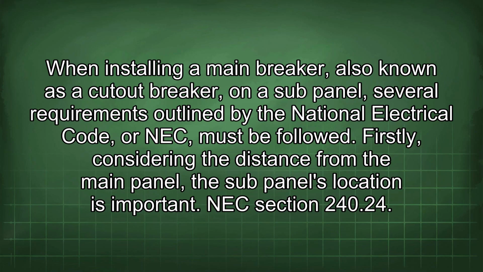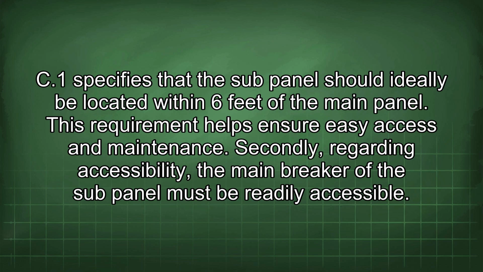When installing a main breaker, also known as a cut-out breaker, on a sub-panel, several requirements outlined by the National Electrical Code, or NEC, must be followed. Firstly, considering the distance from the main panel, the sub-panel's location is important. NEC section 240.24 C1 specifies that the sub-panel should ideally be located within 6 feet of the main panel. This requirement helps ensure easy access and maintenance.